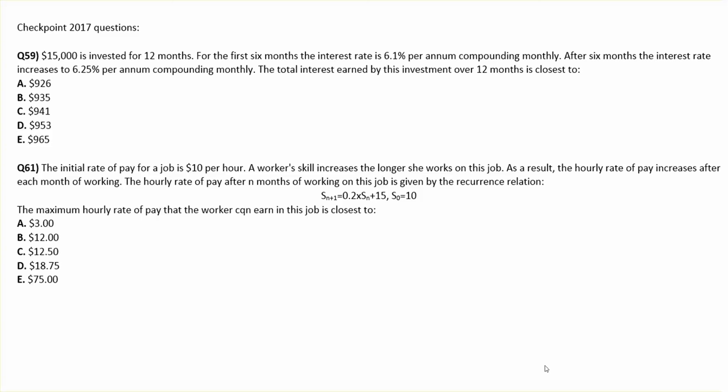This is for Year 12 further maths. We can look at the 2017 checkpoint questions. $15,000 invested for 12 months. For the first 6 months, the interest rate is 6.1% compounding monthly. After 6 months, the interest rate is 6.25% compounding monthly. Calculate the total of interest earned.